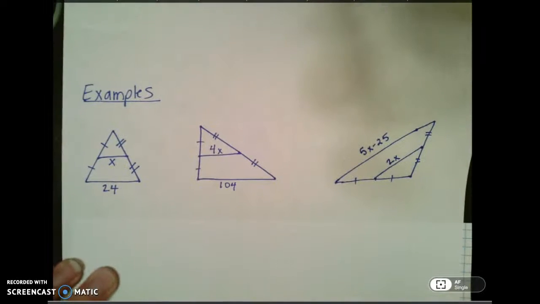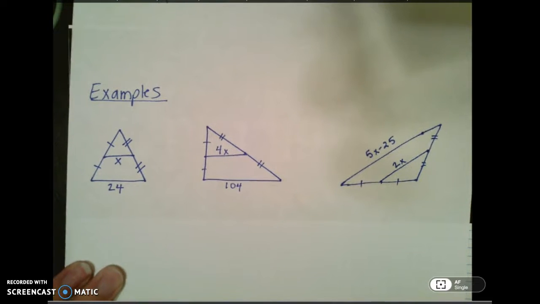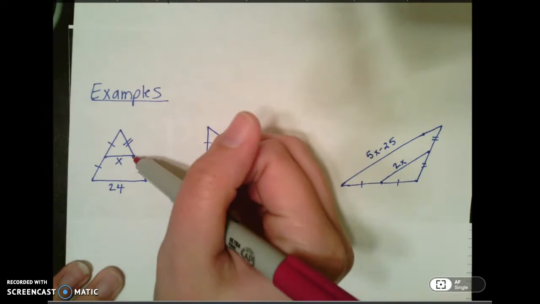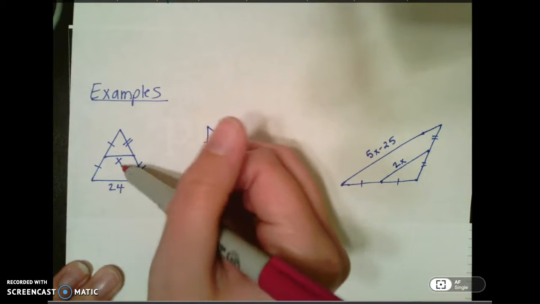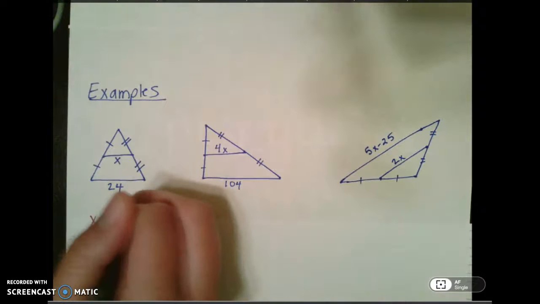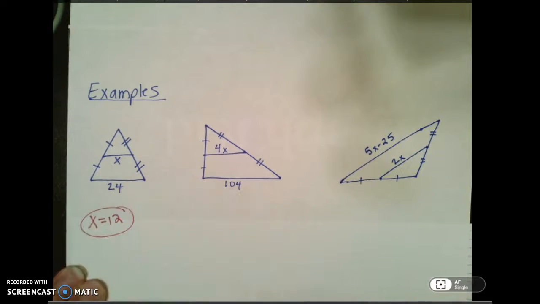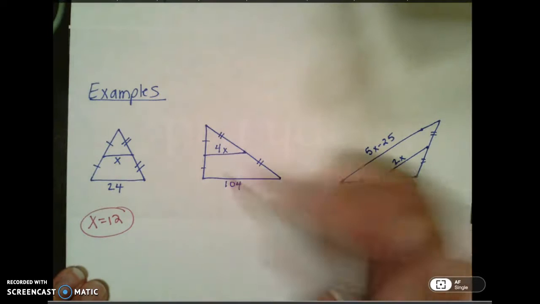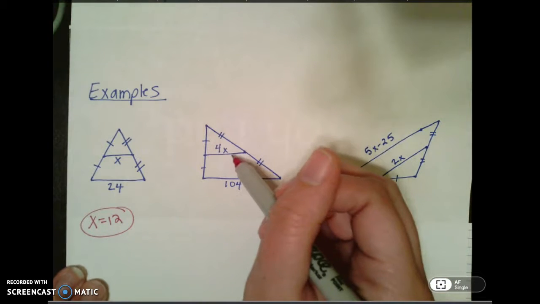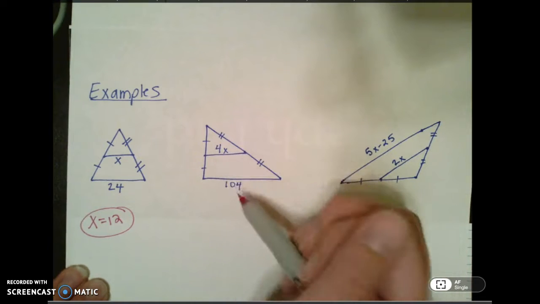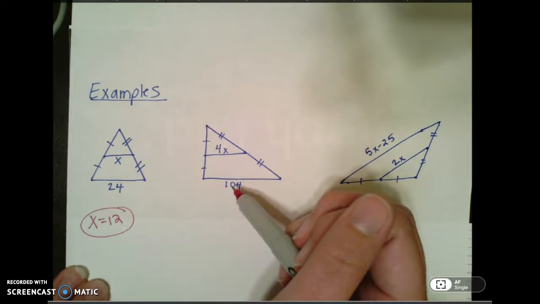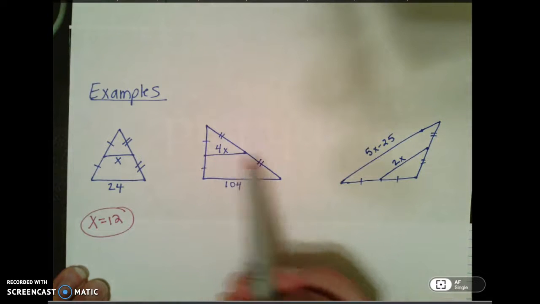So, if I know that a midsegment is half the length of the parallel side, well, here I have a midsegment. I have its parallel side is 24. Half of 24 is 12. For the next example, my midsegment is 4x and my parallel side is 104. Well, if the midsegment is half of the parallel side, that just means I can double my midsegment.